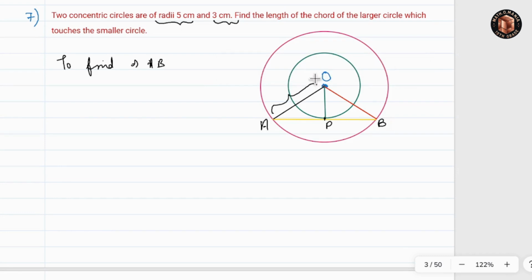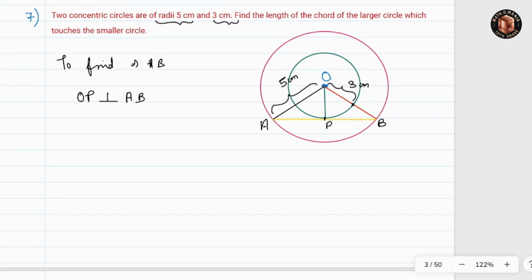So what all things are given? You know that OA is the radii of what? Larger circle. So I can write that one as 5 centimeter. Right? Then if you are observing till here, this much is the radii of the smaller circle, which is equal to 3 centimeter. Okay. Now what we can write? OP is perpendicular to AB.